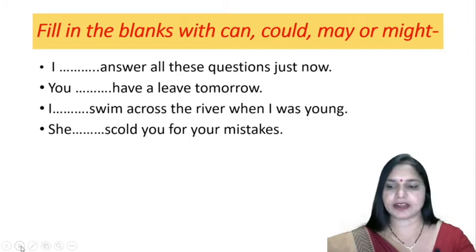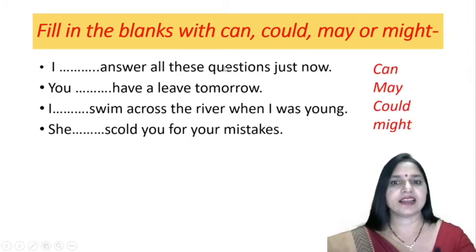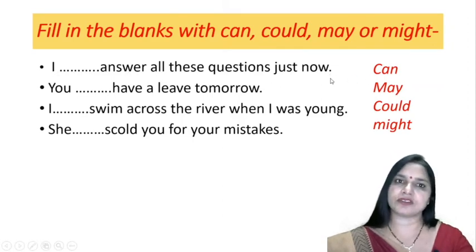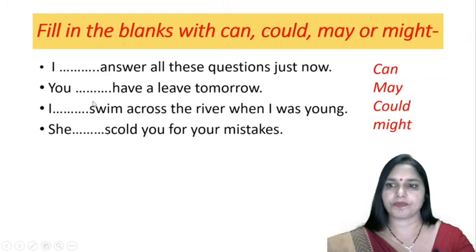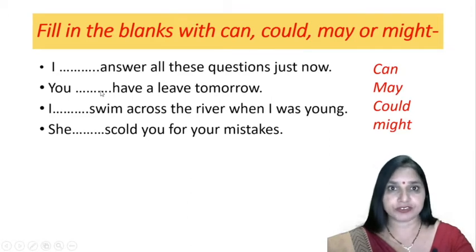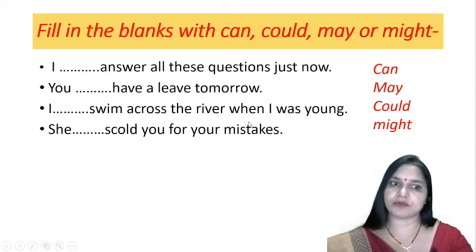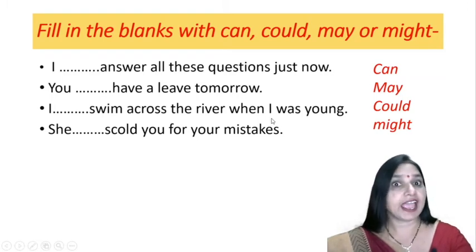Now let us check our answers. I can answer all these questions just now. That means I have the ability to answer all these questions just now. You dash have a leave tomorrow. You may have a leave tomorrow. This is to give permission, to grant permission. May is used here. I dash swim across the river when I was young. I could swim across the river when I was young. Why? This shows the ability which I had in the past when I was young.